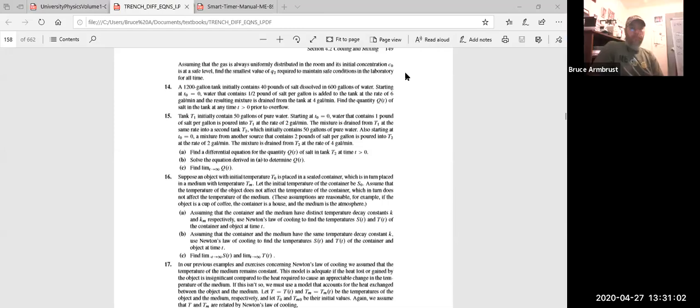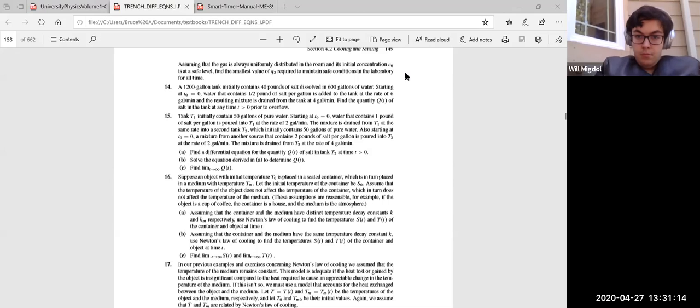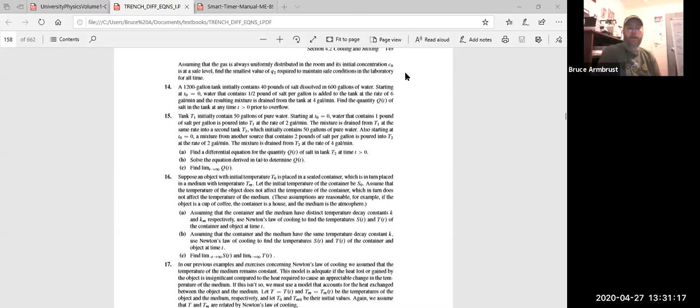Okay, so for 15, tank 1 initially contains 50 gallons of pure water. Starting at t equals 0, water that contains 1 pound of salt per gallon is poured into T1 at a rate of 2 gallons per minute. The mixture is drained from T1 at the same rate into the second tank, which initially contained 50 gallons of pure water. Also starting at t equals 0, a mixture from another source that contains 2 pounds of salt per gallon is poured into T2 at a rate of 2 gallons per minute. The mixture is drained from T2 at a rate of 4 gallons per minute.